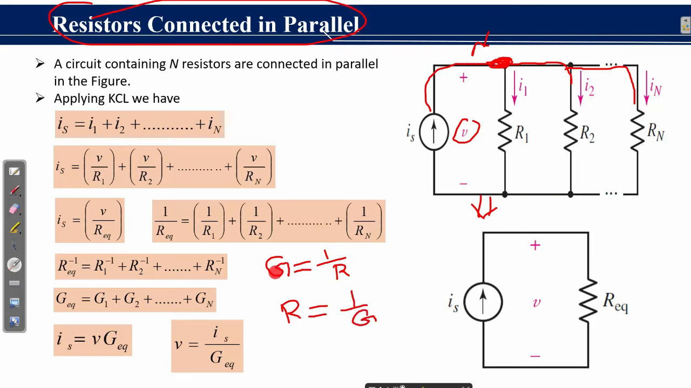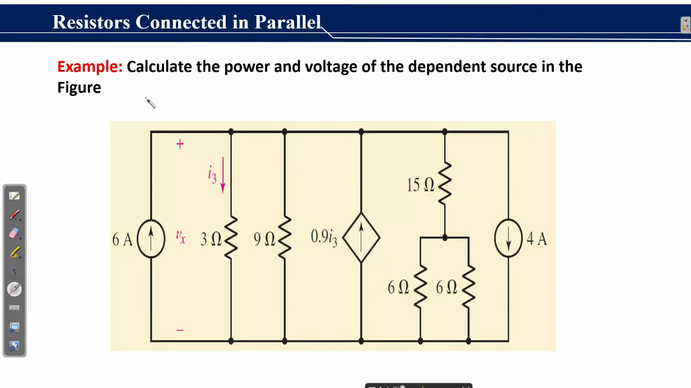Using this relation, G is equal to 1 over R, this expression can be shown as G equivalent is equal to G1 plus G2 plus Gn. Hence, Is can be equal to V into G equivalent. And from this expression, we can find the node voltage V, which is equal to Is over G equivalent. We take an example in order to further clarify the resistors or circuit elements connected in parallel.